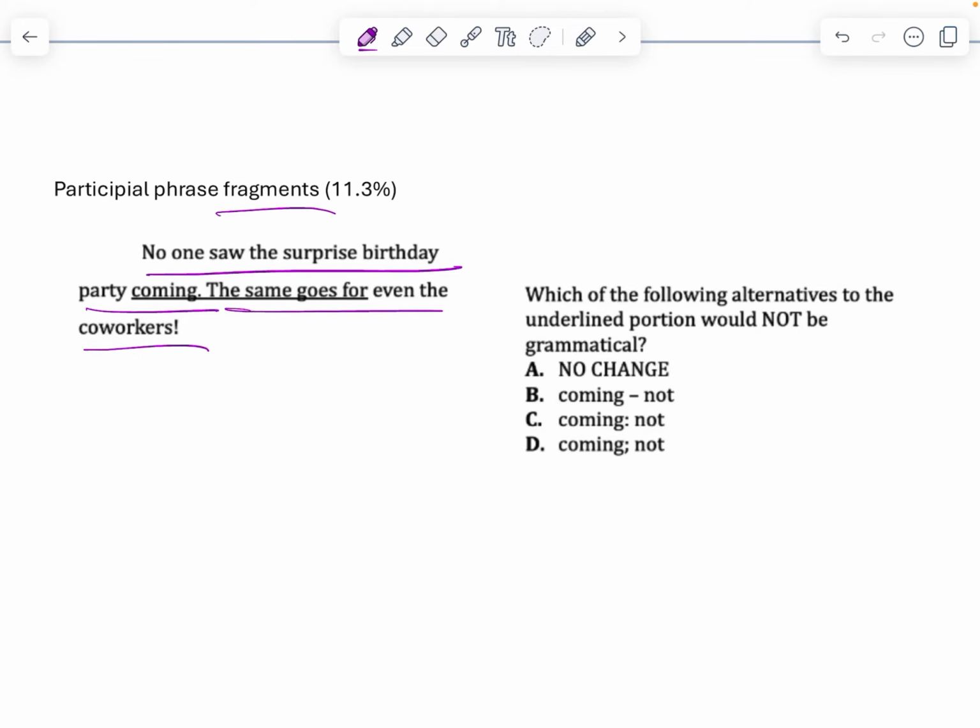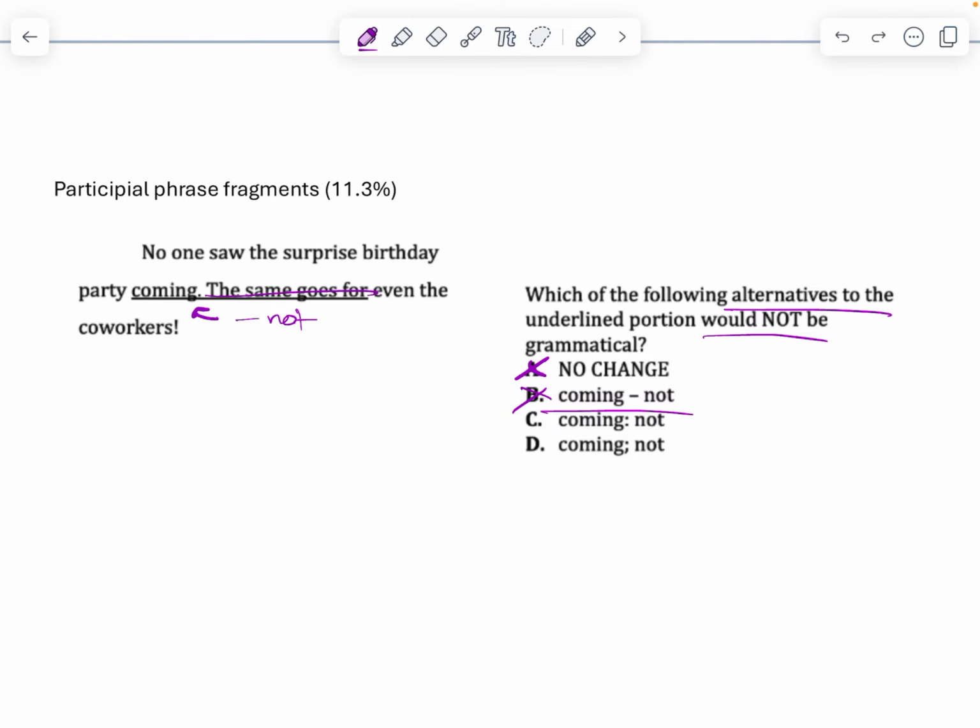The same goes for even the coworkers. So which of the following would not be grammatical? Well, the original part looks grammatical. We have two independent clauses separated by a period. So it's grammatical. Coming and then not, separated by a dash. So if I put this dash, this is also grammatical because you can use a dash to separate an independent clause, which is what you have before, from a dependent clause, which is what you have after, okay? So this also works. Coming colon not is actually the exact same thing as B. You can use a dash and a colon in really the same way.